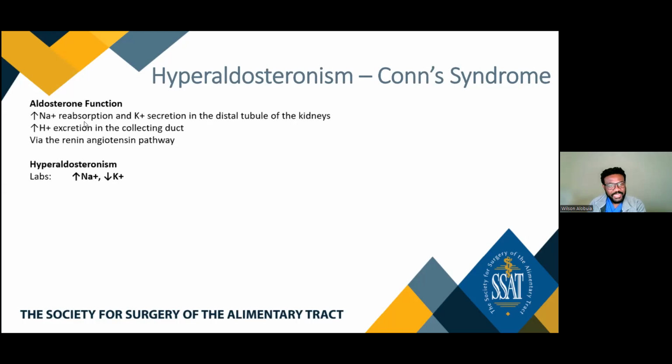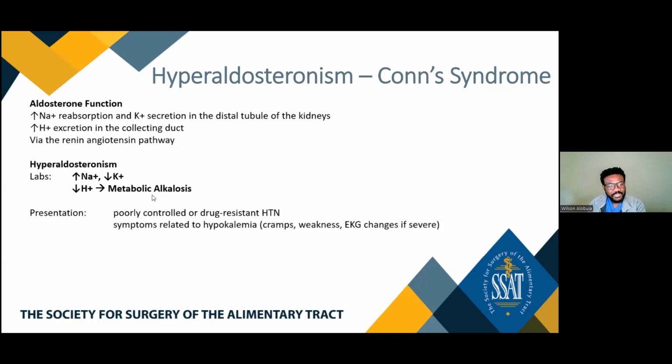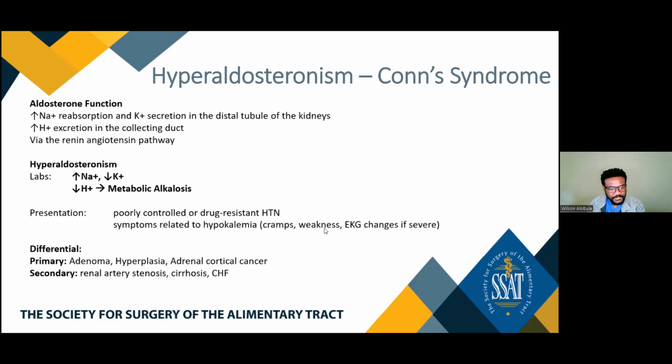So when you have a patient that has hyperaldosteronism, these are the lab abnormalities that you would find. Because they're reabsorbing more sodium and excreting more potassium, they're more likely to be hypernatremic and hypokalemic, and can also have metabolic alkalosis. So a typical presentation, these patients would have poorly controlled hypertension because of the increased sodium load that can lead to chronic hypertension, and because of hypokalemia can also have cramps, weakness, and if it's severe enough, some EKG abnormalities.